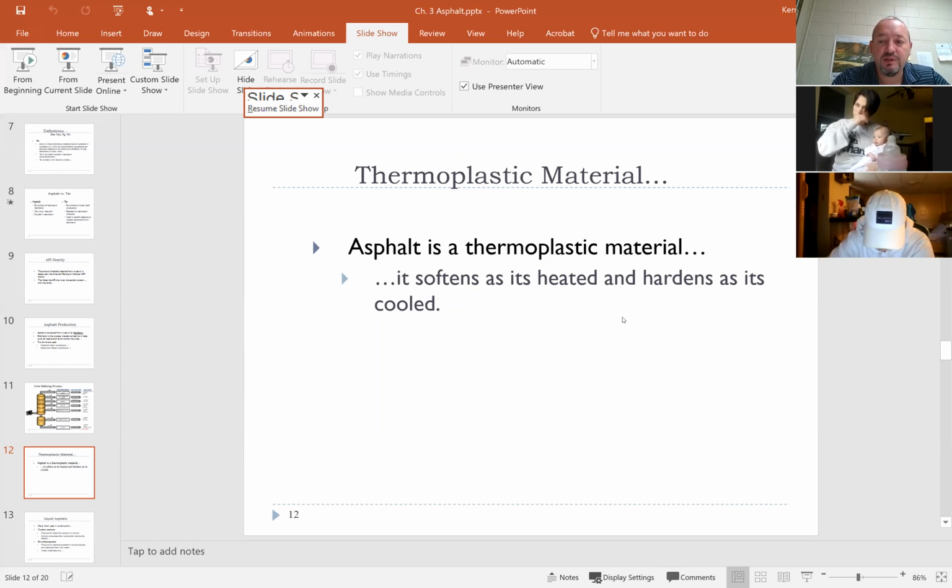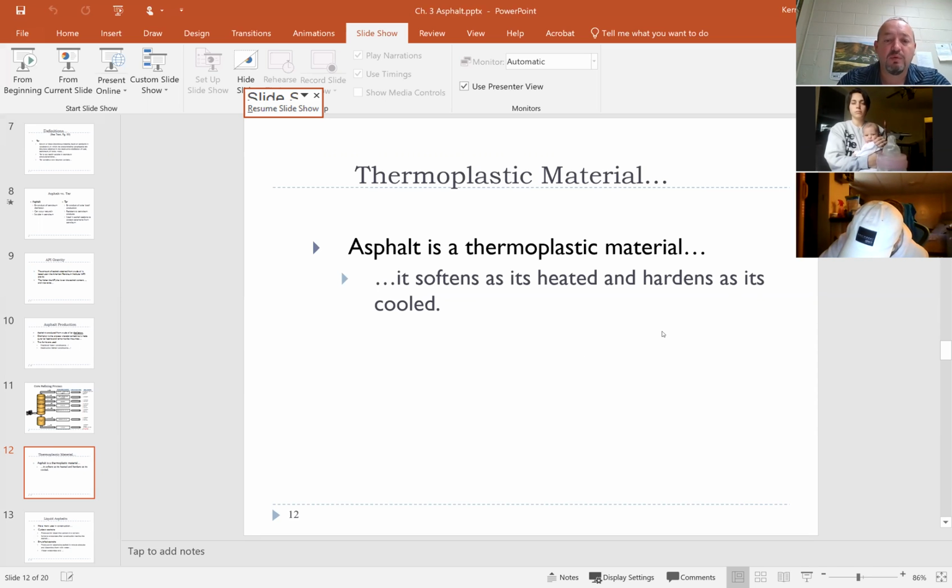We could have problems with it being too soft and the pavement deforming and fatiguing that way. And if the asphalt pavement is too rigid, then it's going to fatigue in a brittle way and break up. So either way, we could have problems.